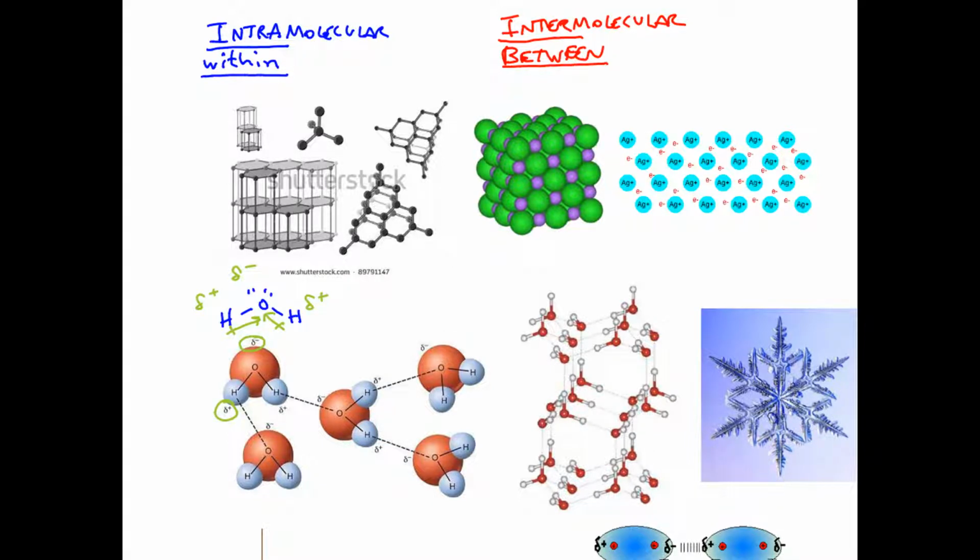But remember, this bond inside is a covalent bond. So this is a covalent bond. It's polar, as you know. So the intra is a polar covalent bond. However, the between, which is going to come right here, is the H bond.